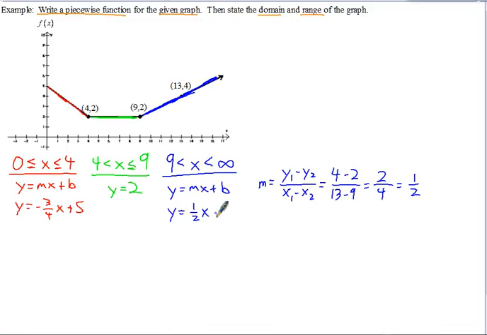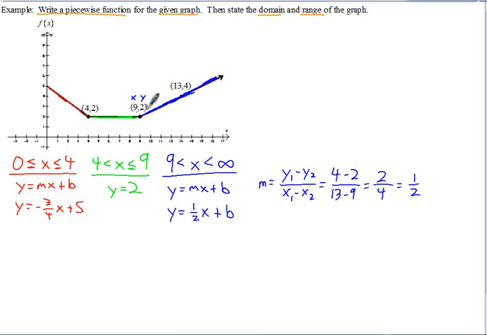Now, unlike the first piece where we just looked at the graph and could see the y-intercept was 5, this one, it's harder to tell because you'd have to extend this line all the way like this to see where it would actually intersect the y-axis. And sometimes it's hard to tell exactly where that is. So for now, I'm going to just leave that as plus b. But the way to figure it out exactly algebraically is to just substitute in one of these points that are on the line that we know. Either one works.